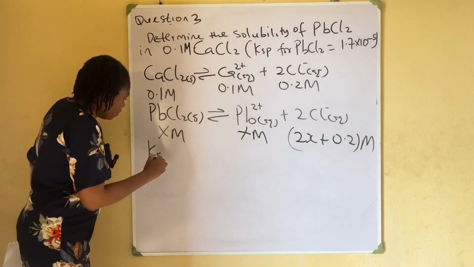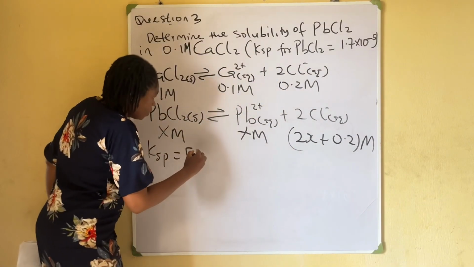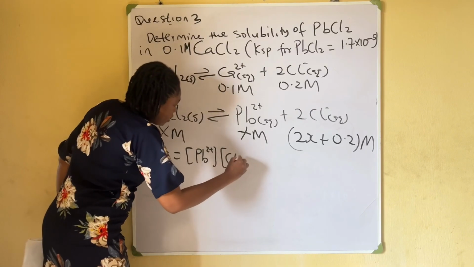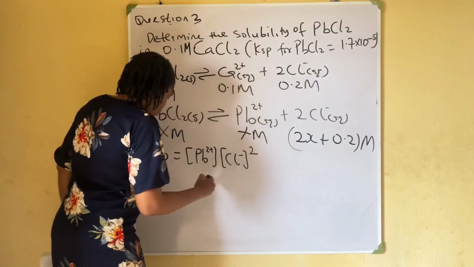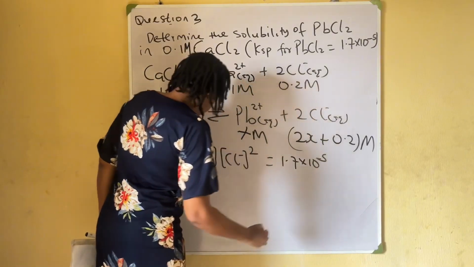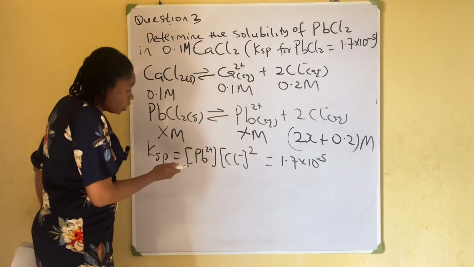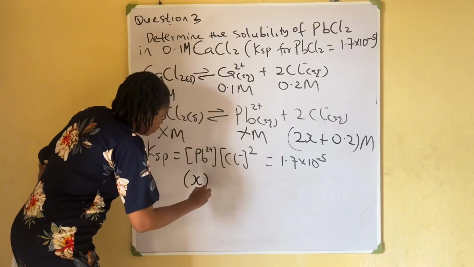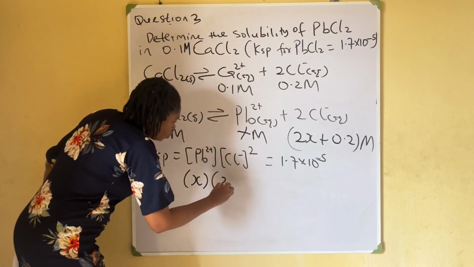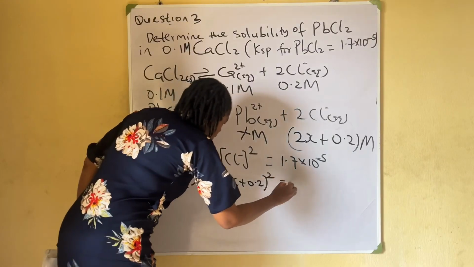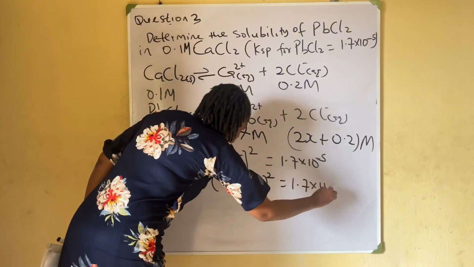So KSP equals lead ion times chloride ion raised to the power 2. So the value for KSP is 1.7 times 10 raised to the power minus 5. So I'm going to substitute this concentration into this. So we have S times 2S plus 0.2 squared equals 1.7 times 10 raised to the power minus 5.